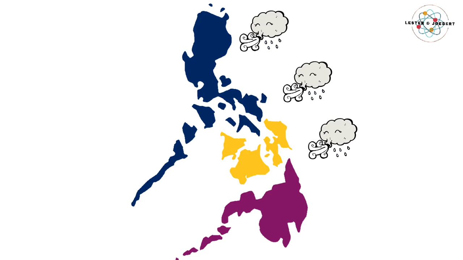Southwest monsoon or habagat usually starts in May, reaches its peak in August, and continue up to September. It is characterized by hot and humid weather, frequent heavy rainfall, and a prevailing wind from the western parts. The last we have the humidity.